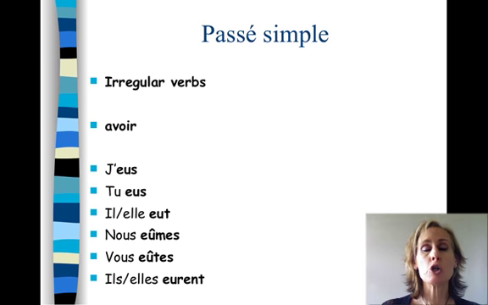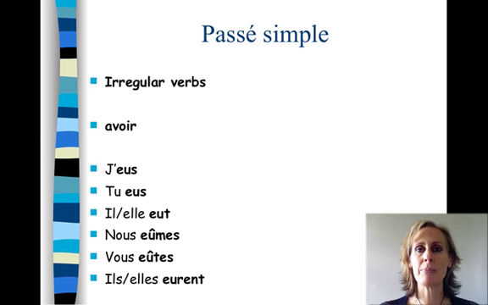Okay, avoir. J'eus, tu eus, il, elle eut, nous eûmes, vous eûtes, ils, elles eurent. Now, hopefully, you're looking at this and thinking, I wonder where they got that EU from as a stem. And hopefully you've worked it out that it is indeed the past participle, eu. Later on, you will see that some irregular verbs in the passé simple do form their passé simple forms by using their past participle as a stem, but we'll get on to that later. Anyway, avoir is one of them.